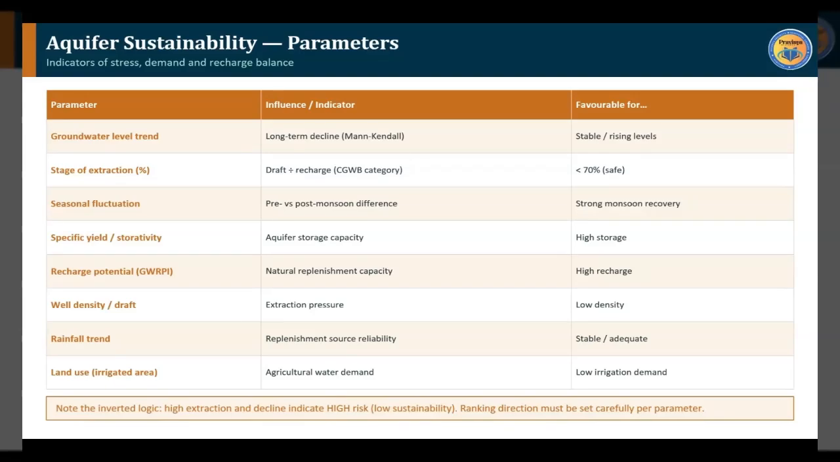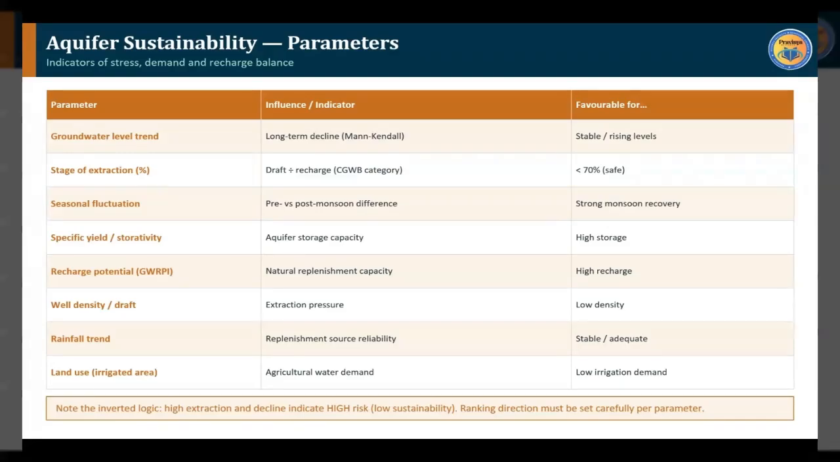Then we have recharge potential, and here we reuse the recharge index that we built earlier in this particular course, while we were identifying recharge zones. So, an area with low natural recharge capacity is more vulnerable because once you draw it down, it refills very slowly. Then we also have aquifer storage, or what we call specific yield, essentially how much water the formation can physically hold.